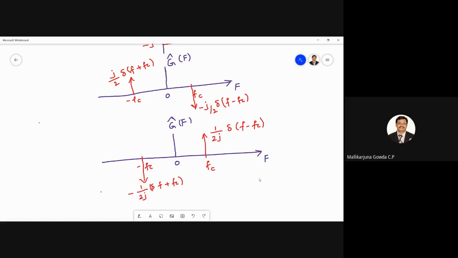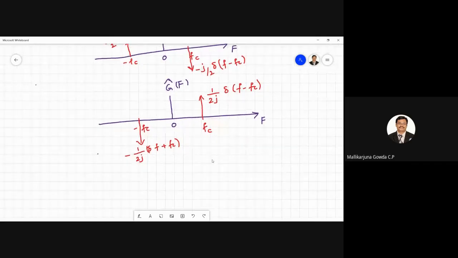Why I wrote like this? Any idea? Is it possible to guess why I wrote like this? See, looking at this, you should be able to say it is the Fourier transform of sine of 2 pi fct. Okay, the Fourier transform of sine of 2 pi fct will be like this. Right? So two impulse functions, one is at plus fc, another at minus fc. So I get at minus fc, it is minus 1 by 2j.